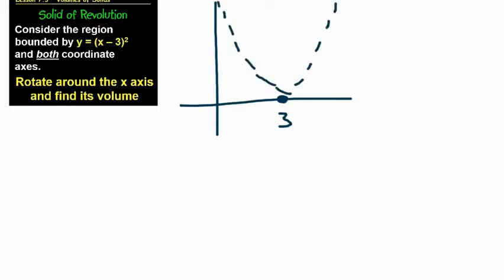Okay, because what we want to do here is start to pay attention to the language of the problem, how the region we're looking for is bounded by both axes. That means the region that we're actually going to rotate is going to be in here. Okay, because this is a region that's bounded by the x and y axis and our parabola.